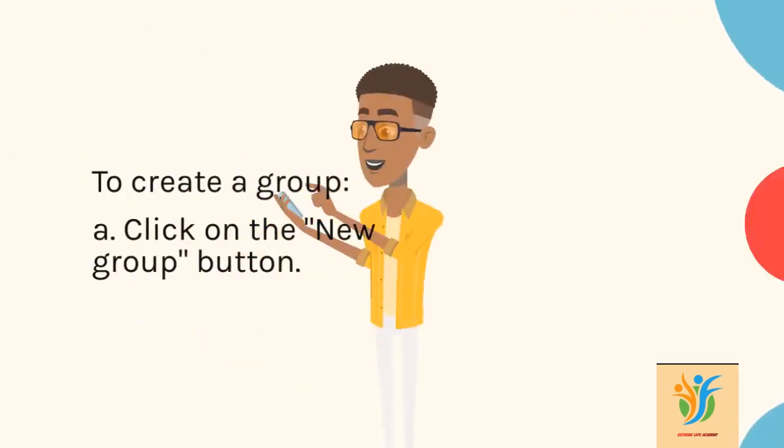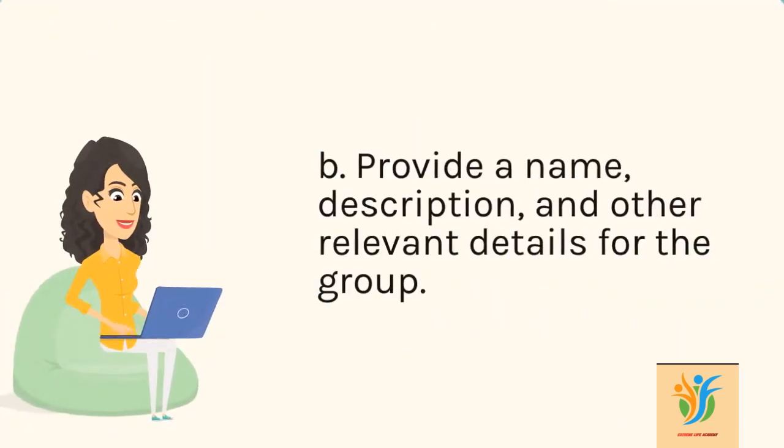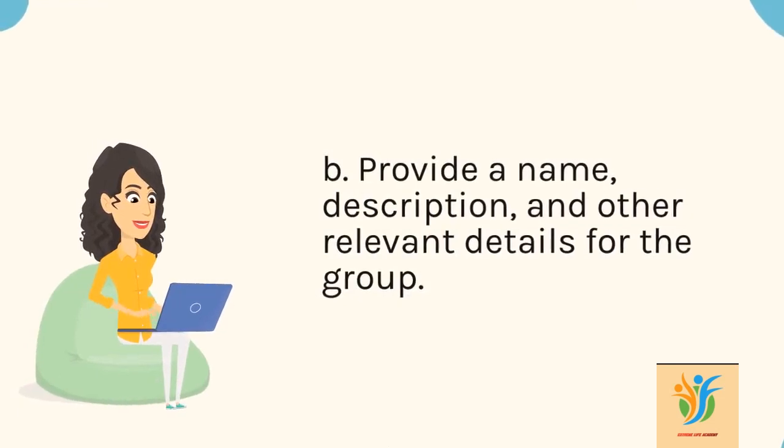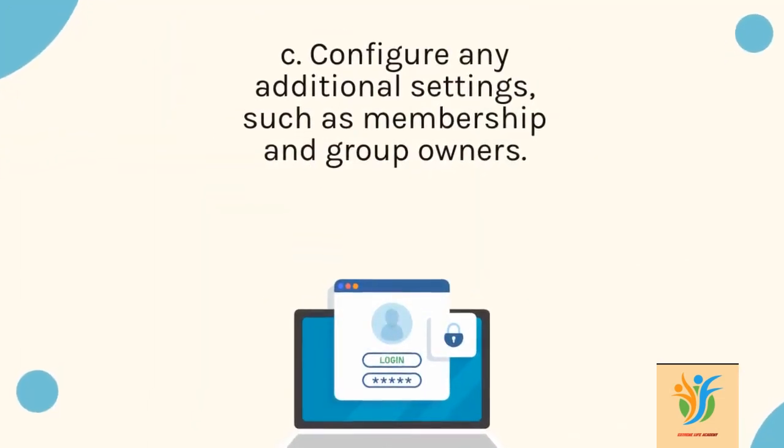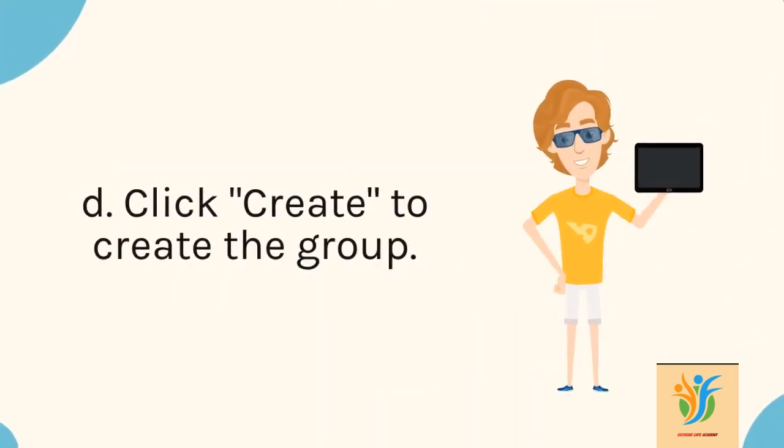To create a group, A. Click on the New Group button. B. Provide a name, description, and other relevant details for the group. C. Configure any additional settings, such as membership and group owners. D. Click Create to create the group.